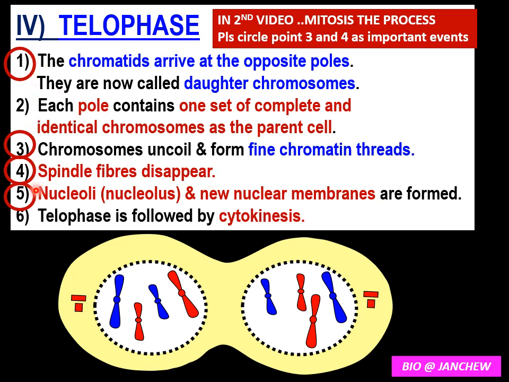Alright, so there are 4 points in telophase that can be stated if they ask what occurs in telophase. Okay, but if they ask you for the behavior of chromosomes in telophase, then it is number 1, chromatids arrive at the opposite poles. And number 3, chromosomes uncoil and form fine chromatin threads. These two are the behavior of the chromosomes, things that happen to the chromosomes in telophase. Okay, the other one, number 4 and 5, concerns the spindle fibers, nucleoli, and nuclear membranes, which can also be used to explain the events that occur in telophase of mitosis. So circle up number 3 and 4 too.